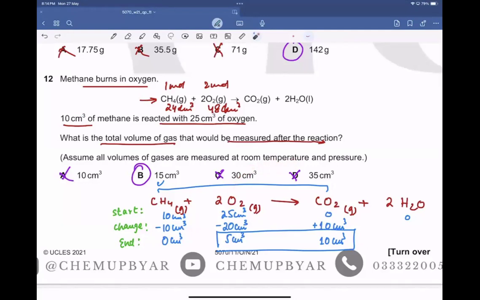See, that's what we did: for the 10 cm³, we have written the actual amounts. Then with the help of the ratio, if only 10 cm³ of methane is being used up, then 20 cm³ of oxygen is being used up. So that's why 0 cm³ of methane is left, because all of the methane has been used up, and 5 cm³ of oxygen is left because only 20 cm³ of oxygen is used up. Is this clear?